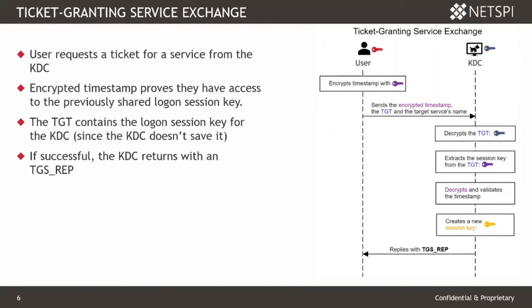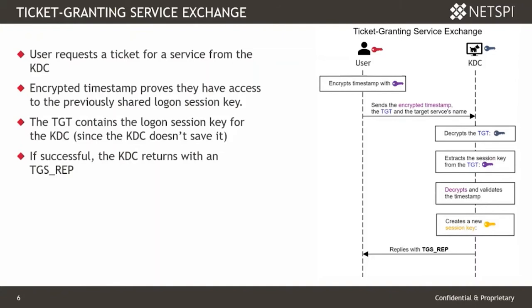Now the user sends the encrypted timestamp, the ticket granting ticket, and the service's name to the KDC, basically saying, hey, I want access to this service. Here's my TGT that you sent me last time, and here's a timestamp encrypted with the logon session key.